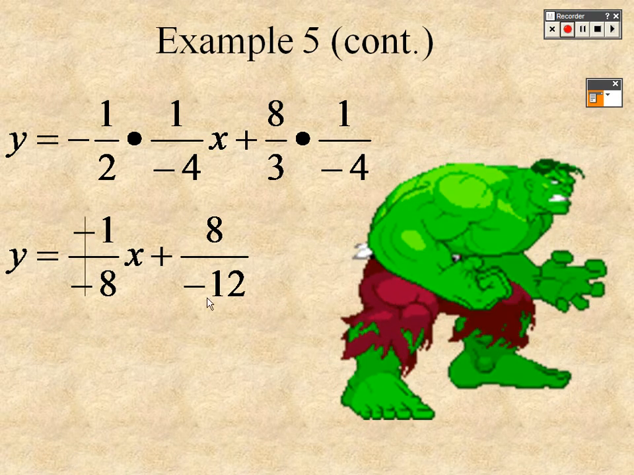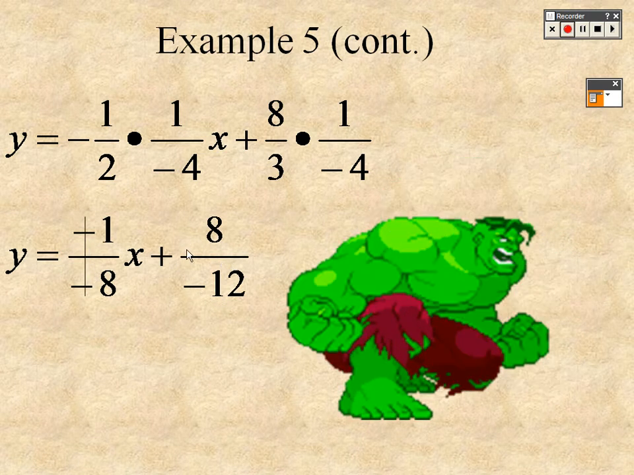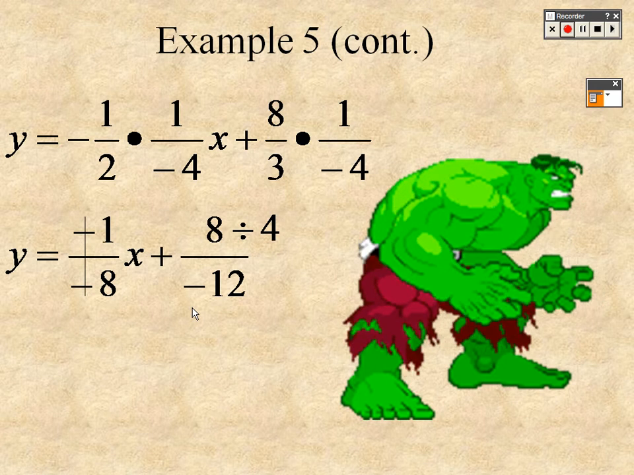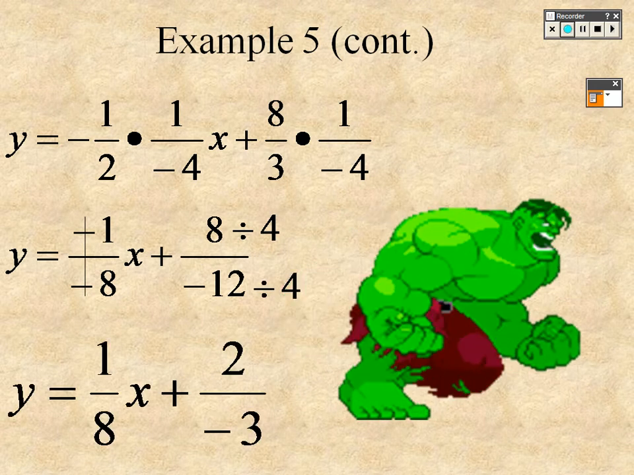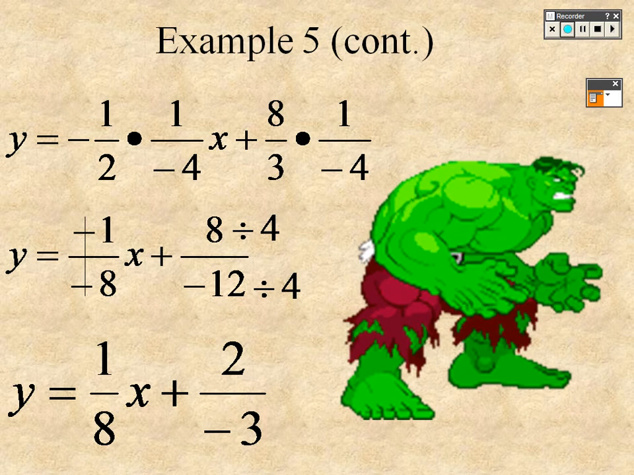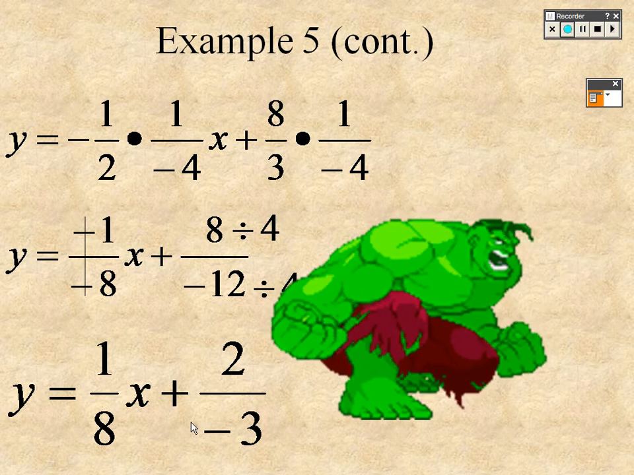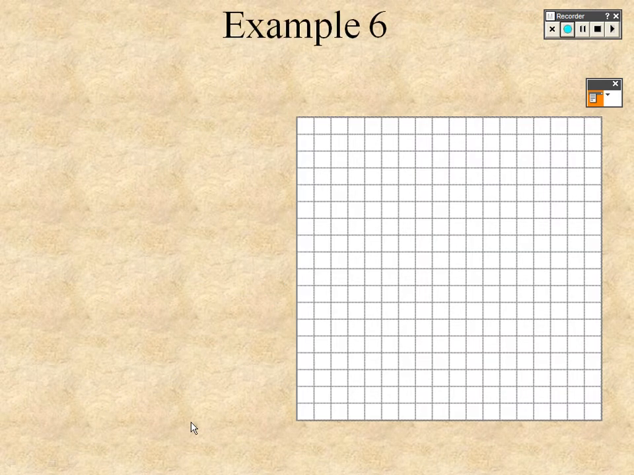That I can simplify and make positive. I can take out a 4 from each of those, the top and the bottom. So I end up with 1/8 x plus 2 over negative 3. I could write it as 1/8 x minus 2/3 as well. Either would work. See the design for my prison tats.